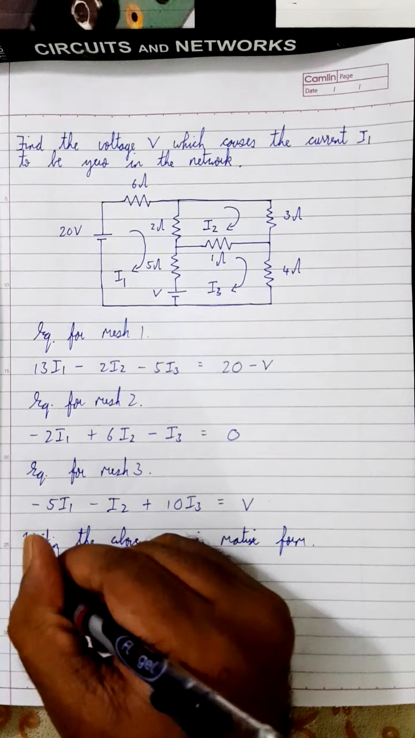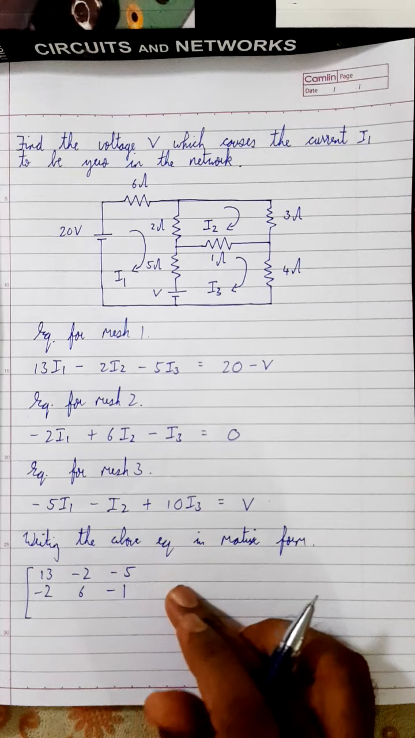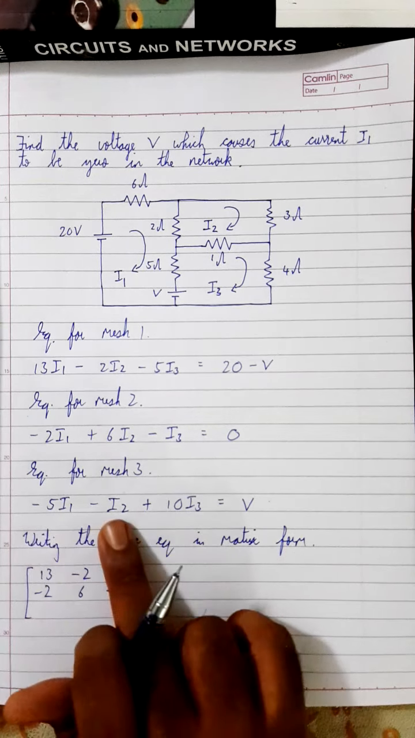Form. So we have 13 minus 2 minus 5. Next is minus 2, 6 minus 1. Then we have minus 5 minus 1, 10. And the current matrix is I1, I2 and I3. And the voltage source is 20 minus V, 0, V, right? Okay, so this much I did just like how I did in the previous problem.